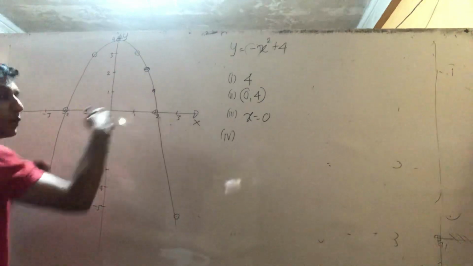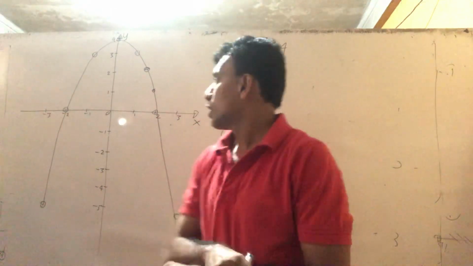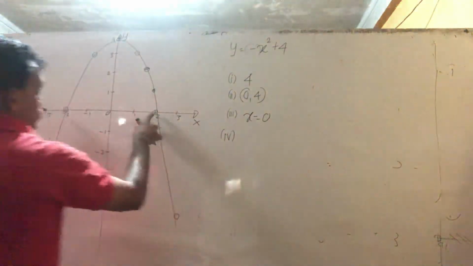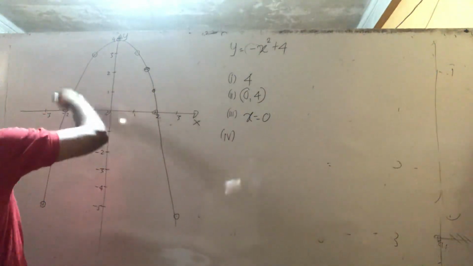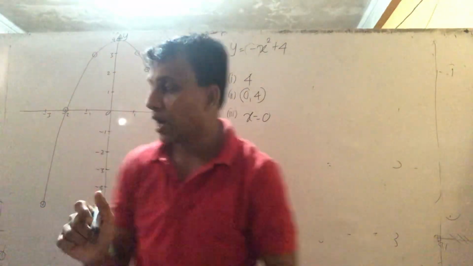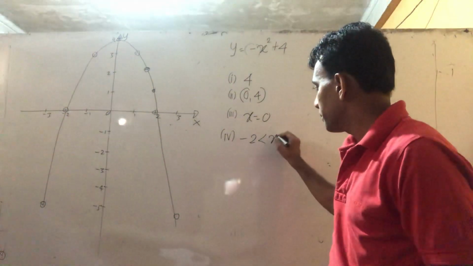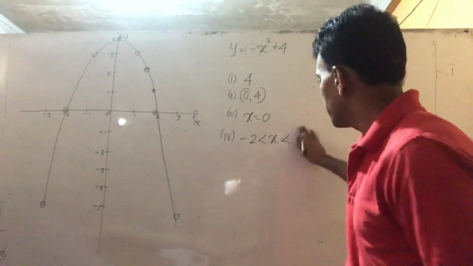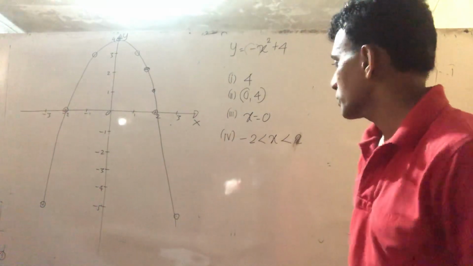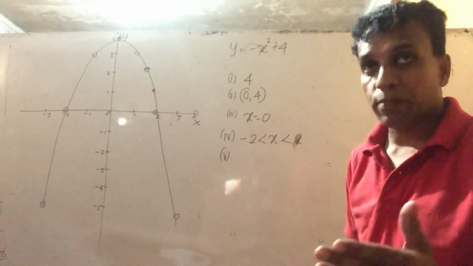So y positive means above the x-axis, right? So between what two x coordinates does it lie? Between -2 and +2, the function takes positive values, right? So write the answer as an inequality: x is more than -2 and less than +2, between those two values, right?